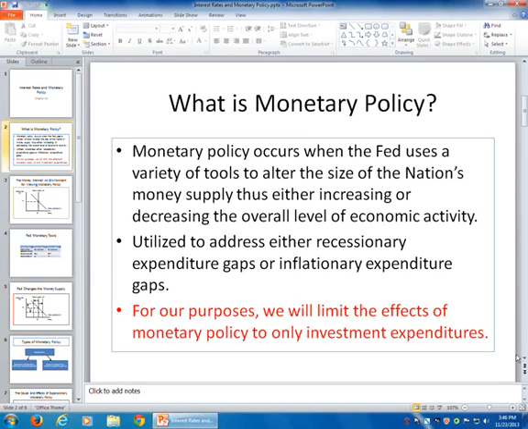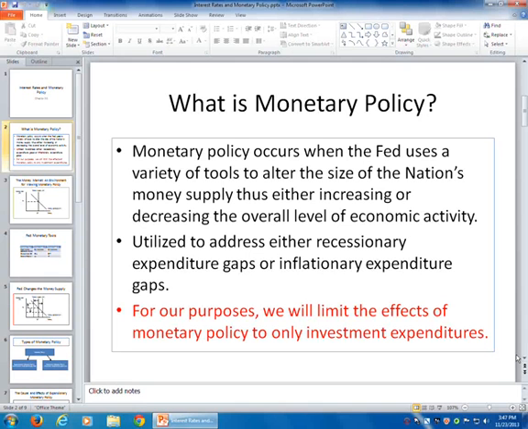Monetary policy is where the Fed uses a variety of its tools that we will discuss to speed up or slow down economic activity. And the monetary policy path that the Fed takes will depend on what type of gap exists, whether there's a recessionary expenditure gap or an inflationary expenditure gap. That will dictate the type of monetary policy that the Fed will implement.